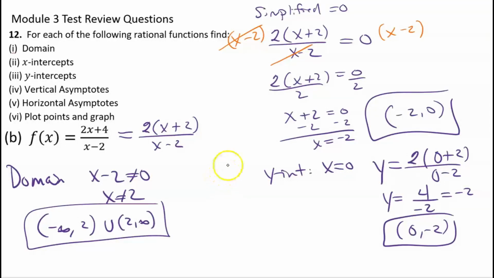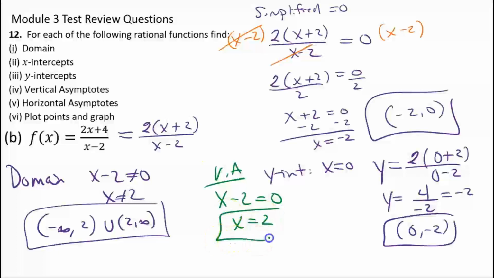Now the vertical asymptote, just like the x-intercept, you always want the simplified denominator equals 0. Okay, well this didn't simplify. The denominator stayed x minus 2 equals 0. This is your vertical asymptote. That gives me x is equal to 2. Okay, what about the horizontal asymptote?